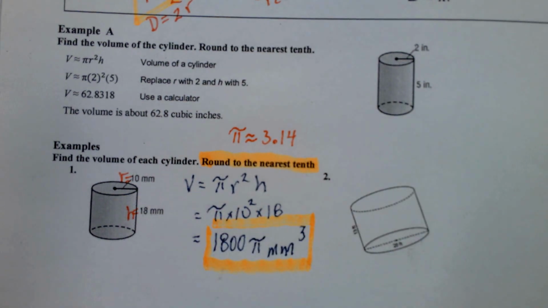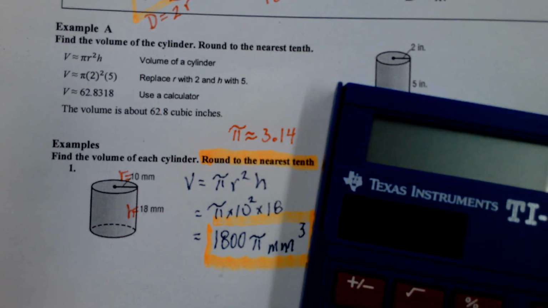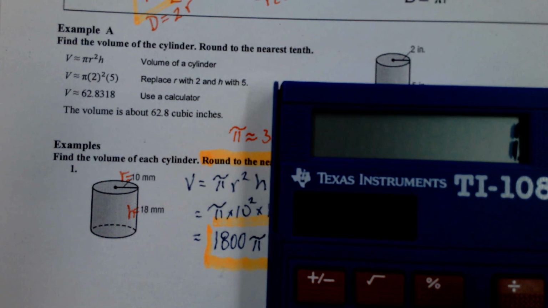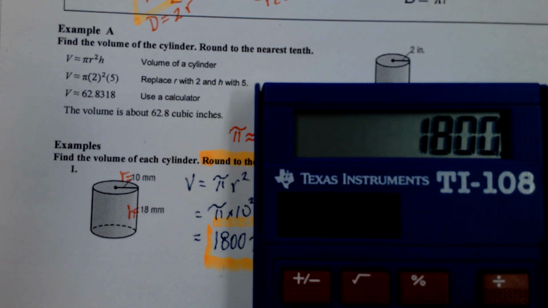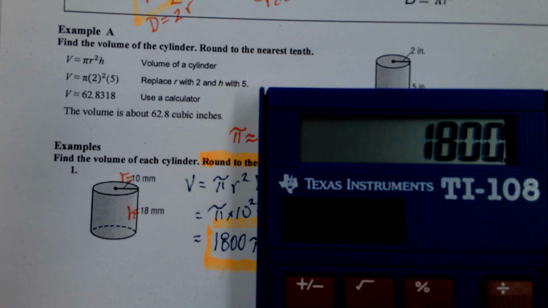Now, that's the exact answer. The problem with the exact answer, if you need this in the real world, is that it's not very useful, right? So this is where a calculator would come in handy. And we do 1,800 times 3.14.